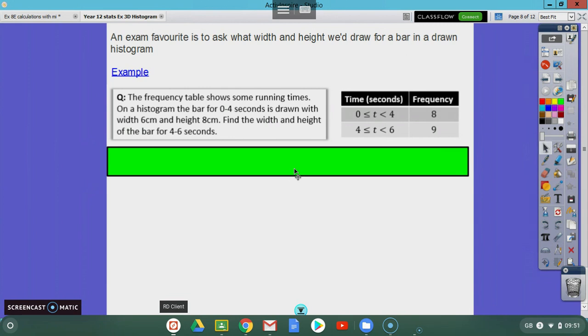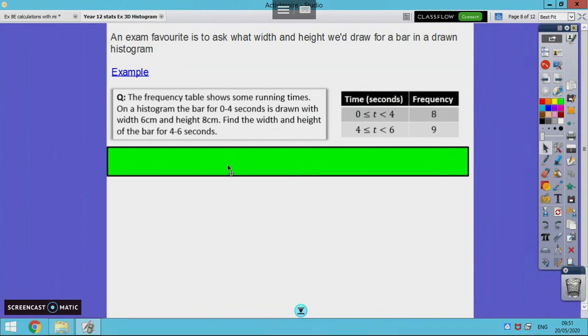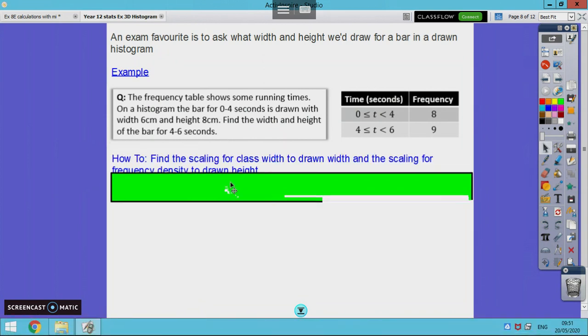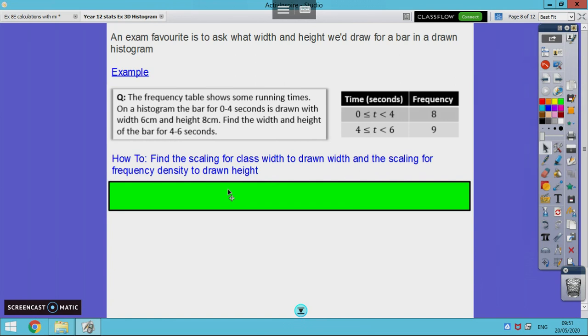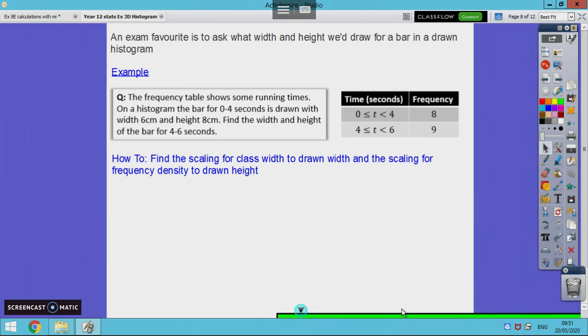So we need to use all the information we know for 0 to 4 seconds to find the information for 4 to 6 seconds. Okay, so what we would do, there may still be scaling in this sort of question. So we've got to find the scaling for the class width to the actual drawn width and the scaling for the frequency density to the drawn height. Now what I'm going to do is type the answer for this because I think that's a lot neater than writing it. Let's delete this.